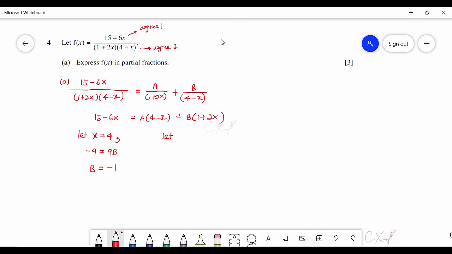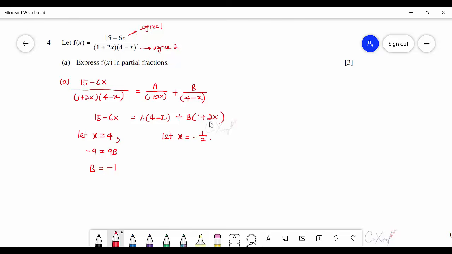Now I will focus on the other bracket, 1 plus 2x. I need to substitute a value so that this bracket itself becomes 0. Therefore, to make this bracket 0, I have to substitute x equals negative 1 over 2.